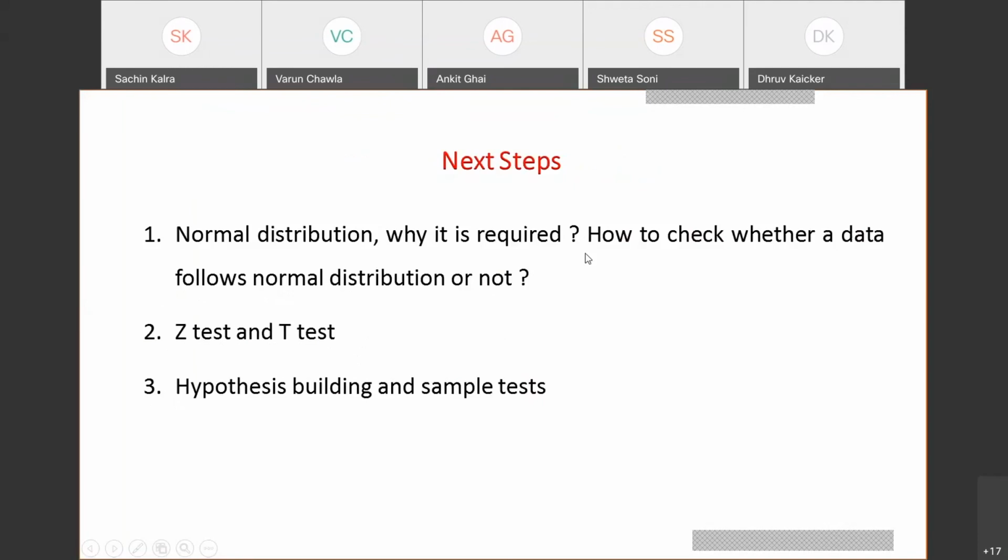Since it's already 2:30, and as I said in the start, statistics is not something we can cover in 3 hours. So for next steps, if we do have a follow-up session, or even if you don't have the session, just go out and read about what a normal distribution is and why it is required. I've already answered that. Also, how to check whether data follows a normal distribution or not, which will tell you about statistical tests. I've told you about the box plot method and skewness method. Also read about what the z-test and t-test are, and what hypothesis building and sample testing are.